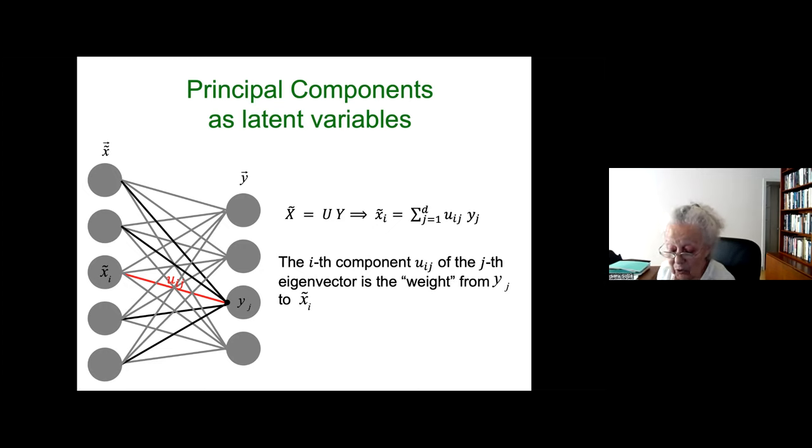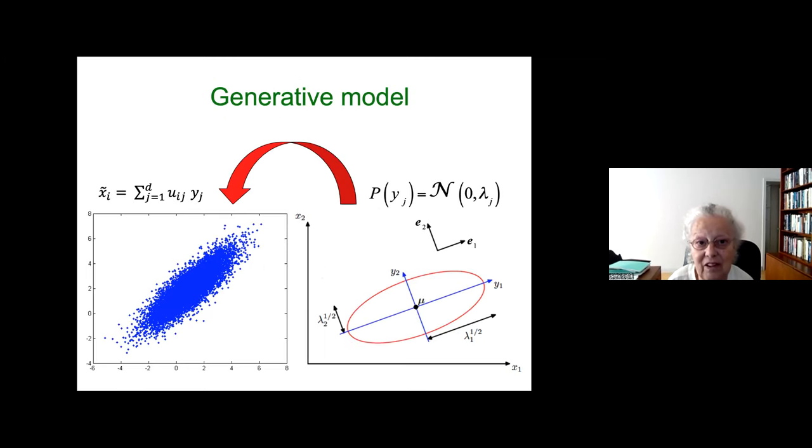So usually when we do principal components, I give you the observables and you obtain the principal components. And now I want you to think of the opposite way, that is, if I gave you the principal components, could you then reconstruct the data? Could you obtain data from that? And so this is the idea of using principal components as a latent variable, which means it's a generative model.